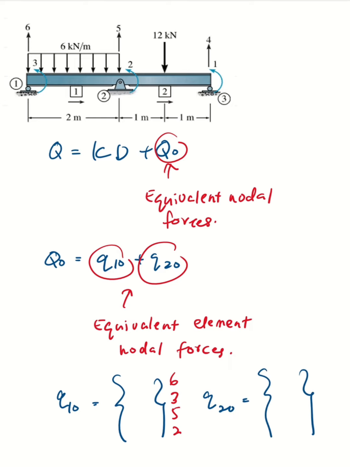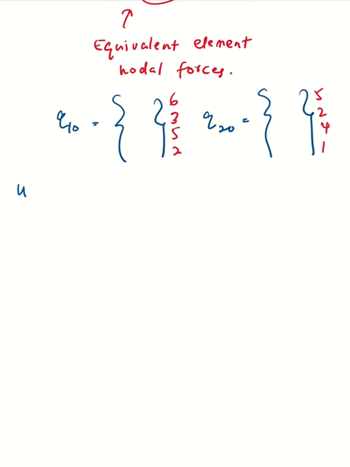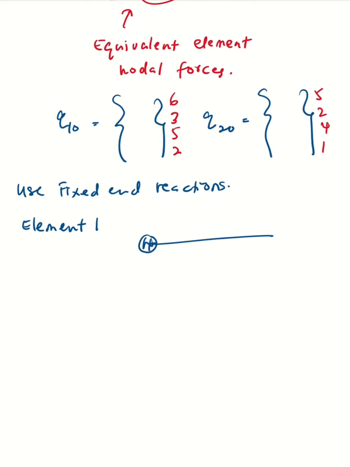For Q1 naught and Q2 naught, we have to label the degrees of freedom the same as what we label in the element stiffness matrix. Q1 naught is 6352, Q2 naught is 5241. We calculate equivalent element nodal forces from fixed end reaction. We get it from appendix page 3.